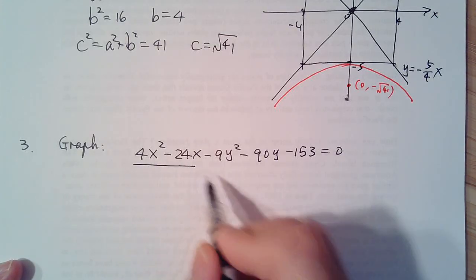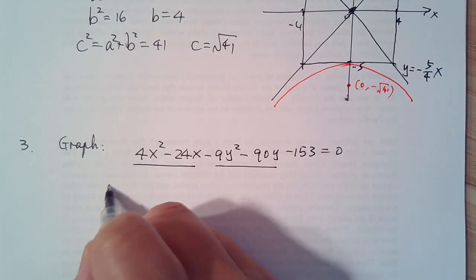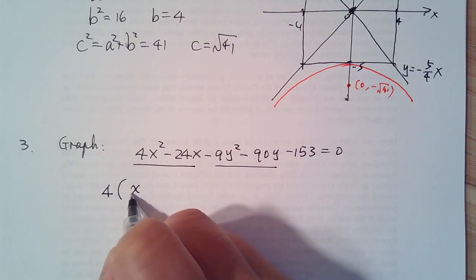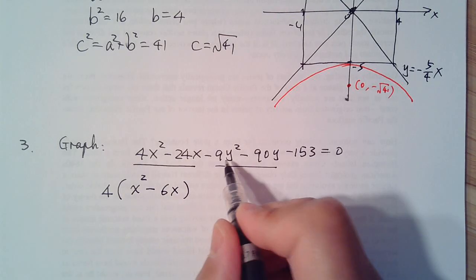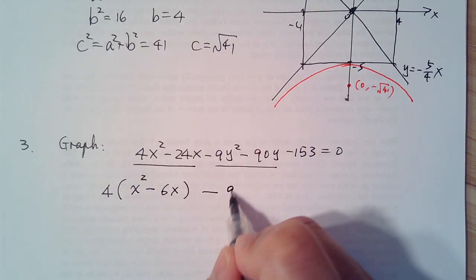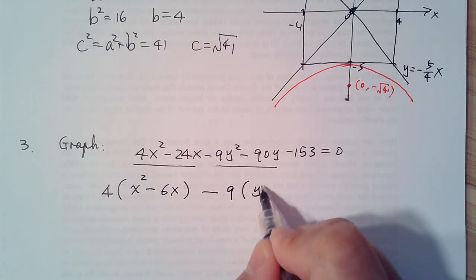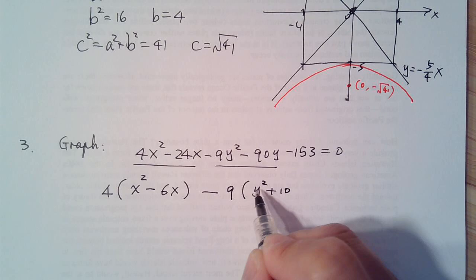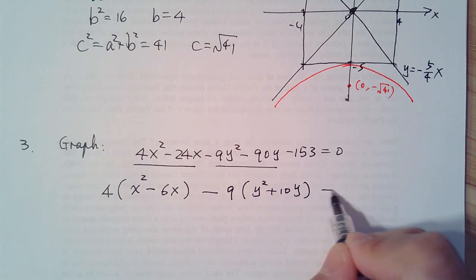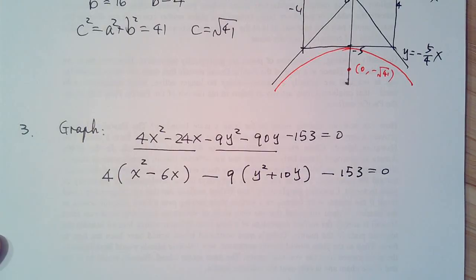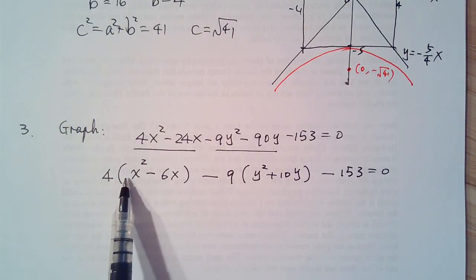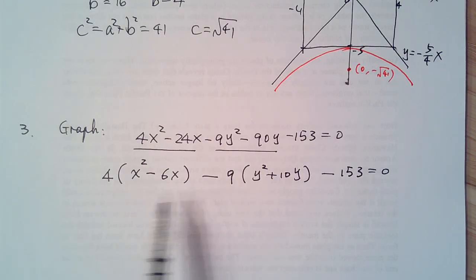So we're going to combine this and this. See, we have 4, we factor 4 out. I get x squared minus 6x. All right, now this one I subtract 9, factor that out. I get y squared plus 10y, minus 153 equals 0. Okay, so you can tell what I'm doing right now. And next step, I'm going to complete the square, because this coefficient of the square term is 1.